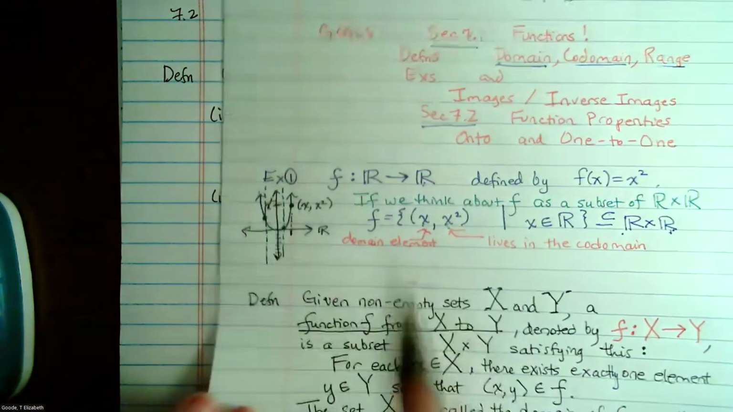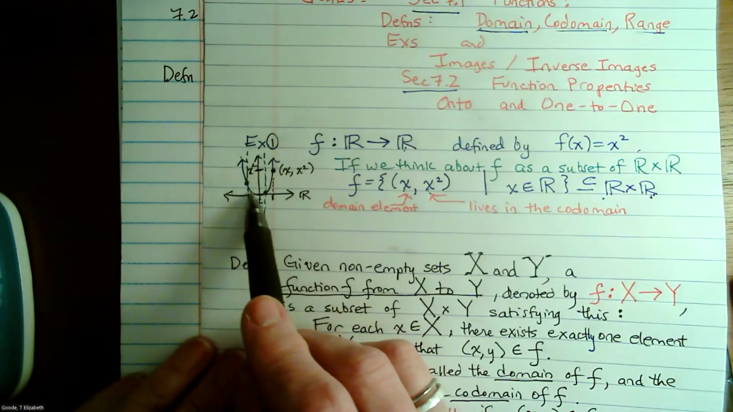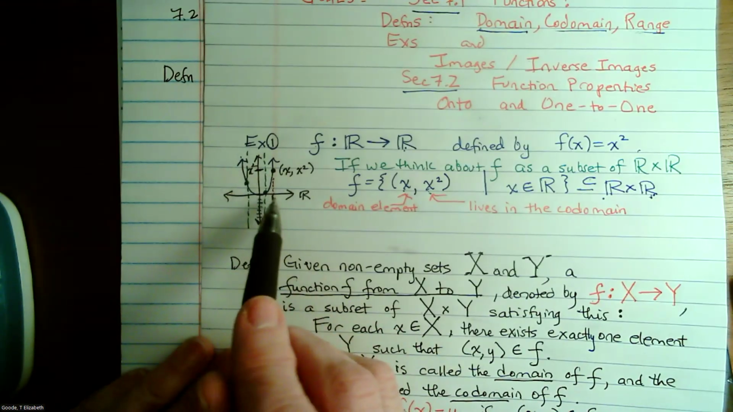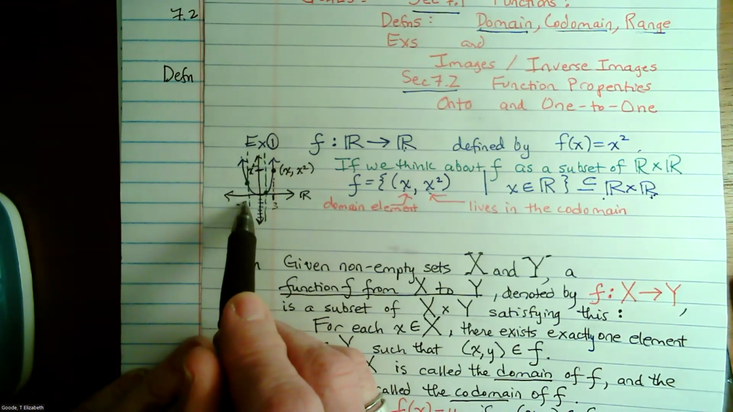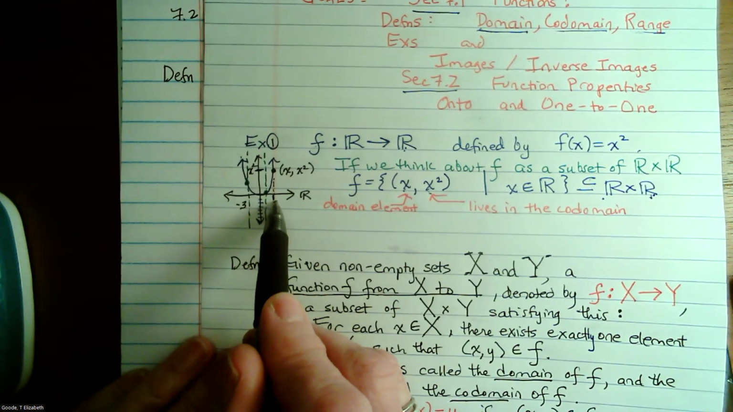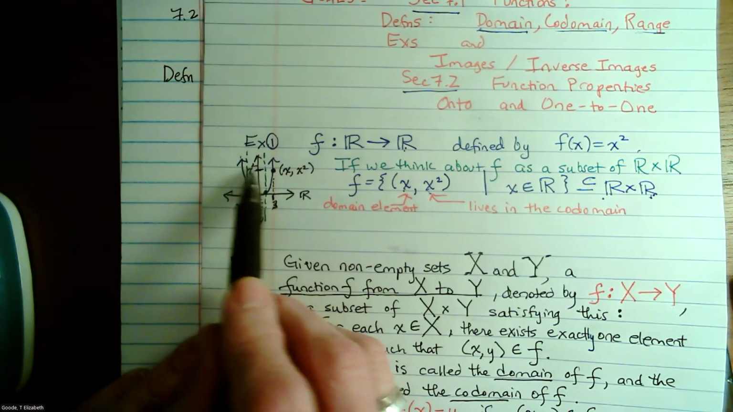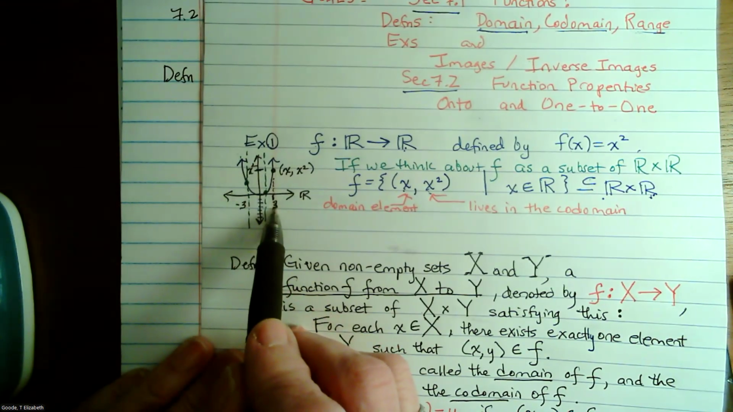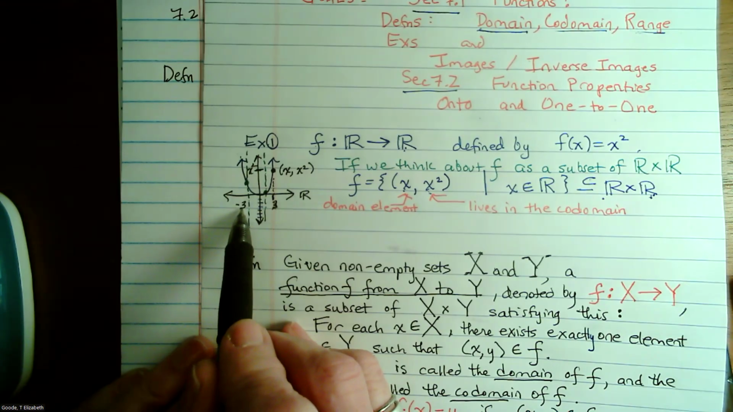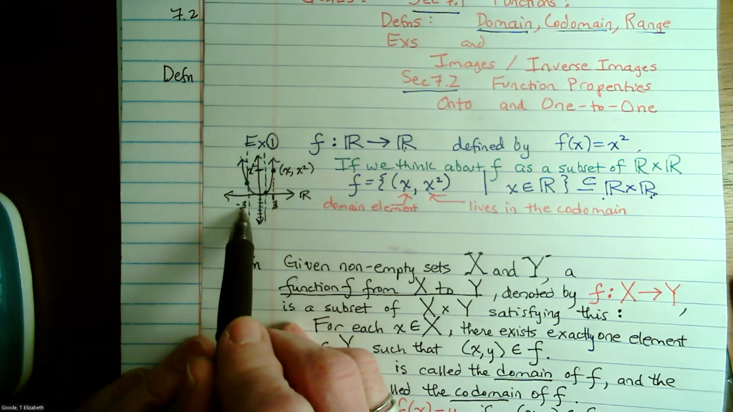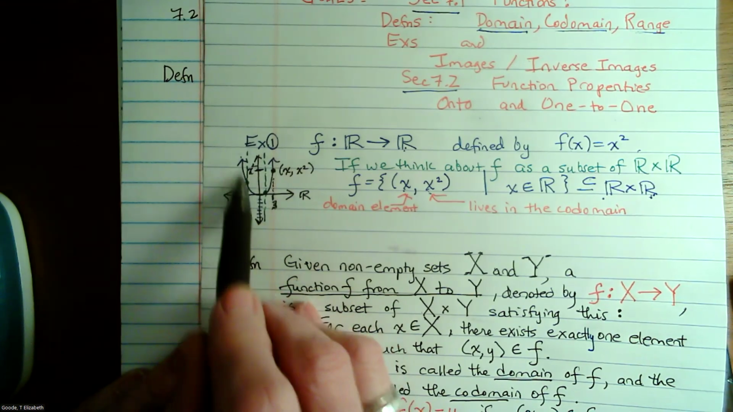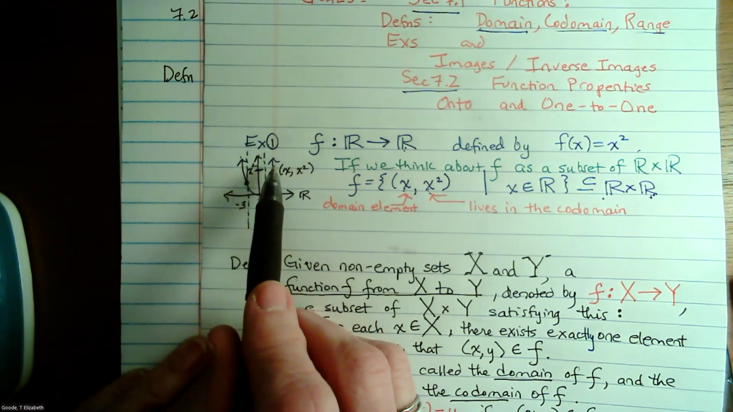Here's a picture of a function that is not one-to-one. Remember, if we look at 3 and we look at -3, they both map to 9. So f of 3 equals f of -3, but 3 is not equal to -3. So this is an example of a function that's not one-to-one.